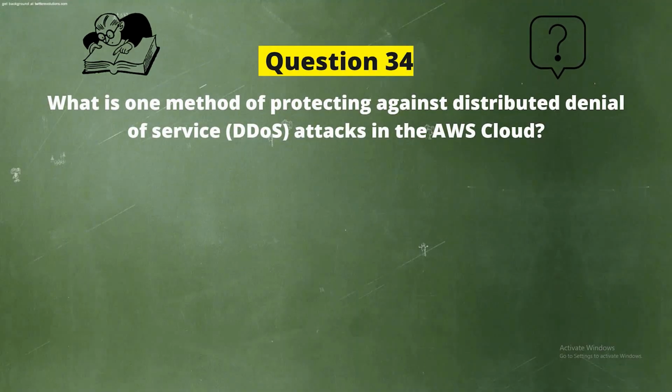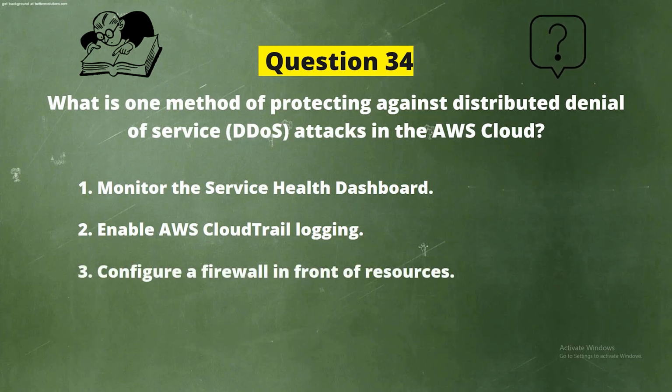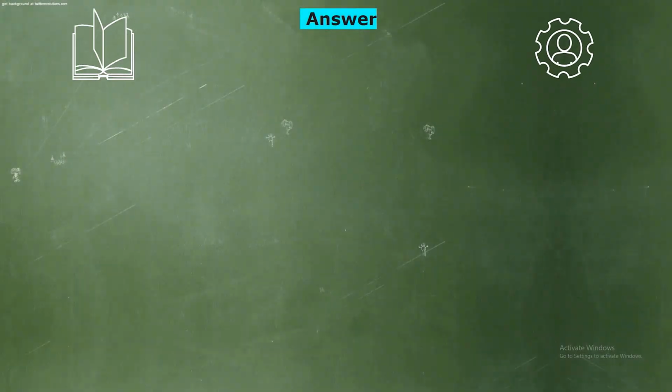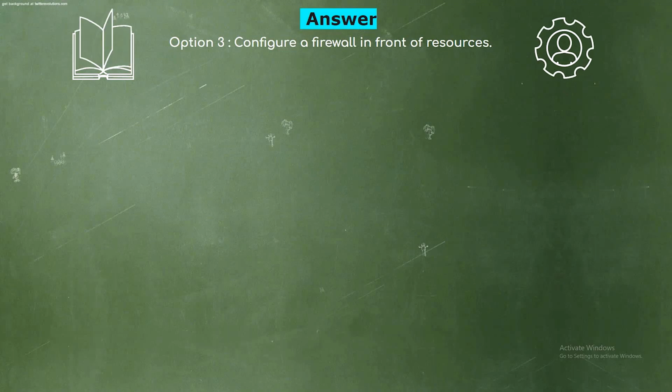Next question. What is one method of protecting against distributed denial of service, DDoS, attacks in the AWS cloud? And the options are: Option 1. Monitor the service health dashboard. Option 2. Enable AWS CloudTrail logging. Option 3. Configure a firewall in front of resources. Option 4. Use Amazon CloudWatch monitoring. And the correct answer is Option 3. Configure a firewall in front of resources.